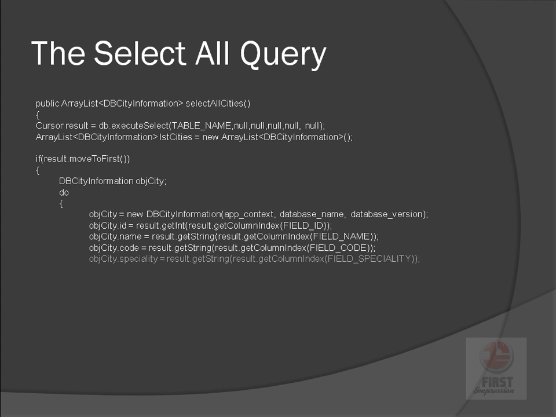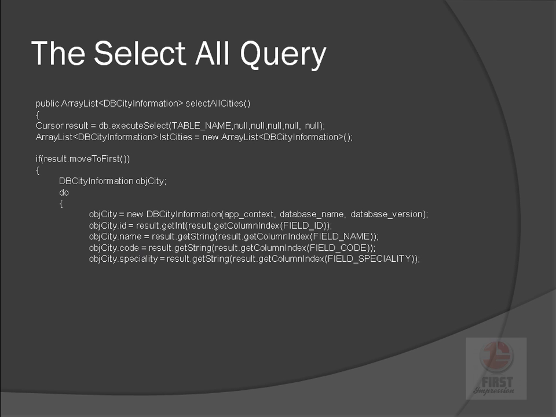In name, we'll say objCity.name equals result.getString, because name is a string, so we say result.getString. Inside this, we have to pass the index from where we can get that name. So we'll say result.getColumnIndex(FIELD_NAME). It will get us the index of the field name. From that column index of field name, we will get the string and put that string inside objCity.name. Similarly, we'll do objCity.code and specialty.